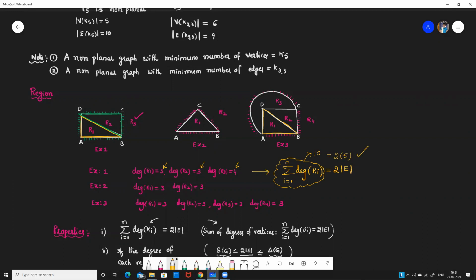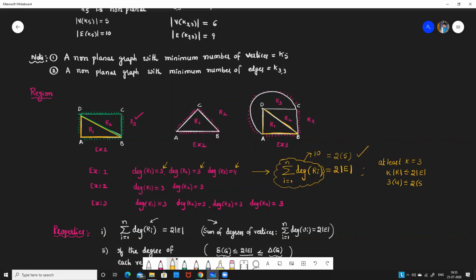What is the minimum degree of regions in this case? Minimum degree is equal to 3. Okay, so let me check that condition also. At least k equal to here 3. So at least k equal to 3 means it must satisfy the condition k into the number of regions must be less than or equal to 2 times the number of edges. In this case, at least k means that is 3. How many regions are we having in example 1? 3 into 4 less than or equal to how many edges? 2 times 5 edges.